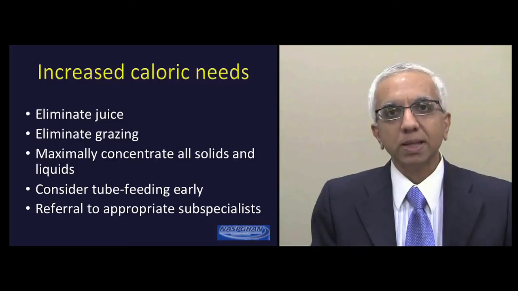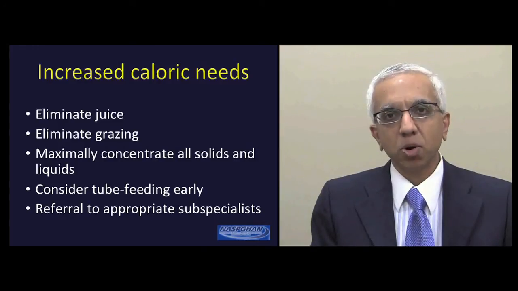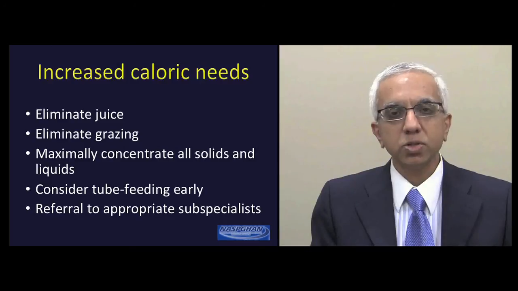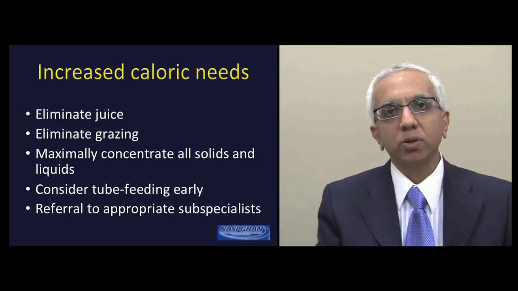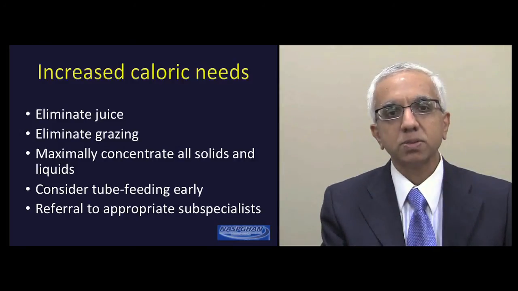Even in children with increased calorie needs, it is important to eliminate juice and grazing. You need to maximally concentrate all solids and liquids so that they're able to consume maximal calories in the smallest volume. Consider tube feeding early and referral to the appropriate subspecialist.